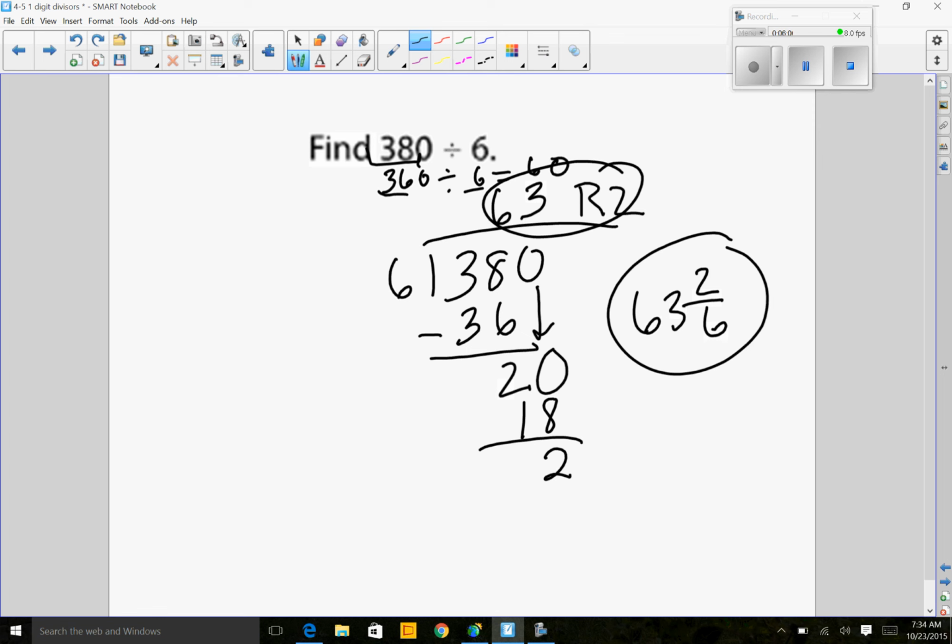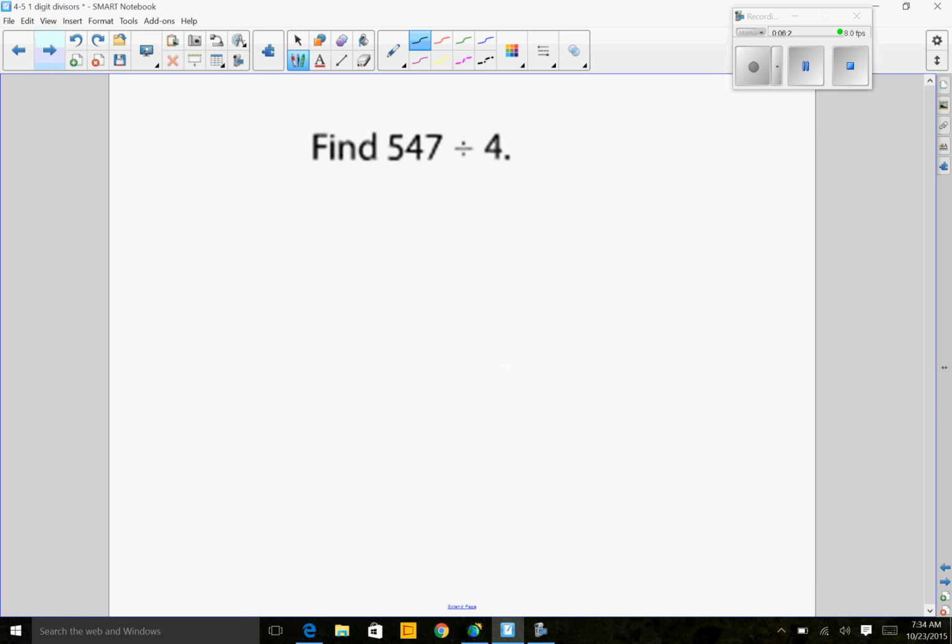Either one. And this, as you get older, is going to be the preferred way. You're not going to really be doing this remainder thing anymore. You're going to be expressing it as a fraction. And obviously this fraction could be reduced, but we won't get into that quite yet. I'm going to give you one more example.